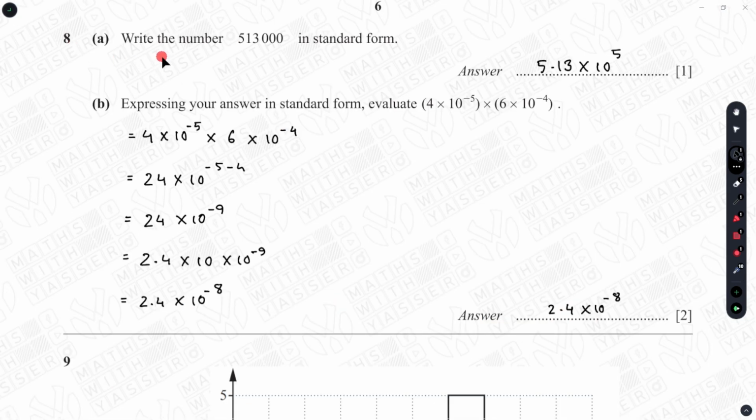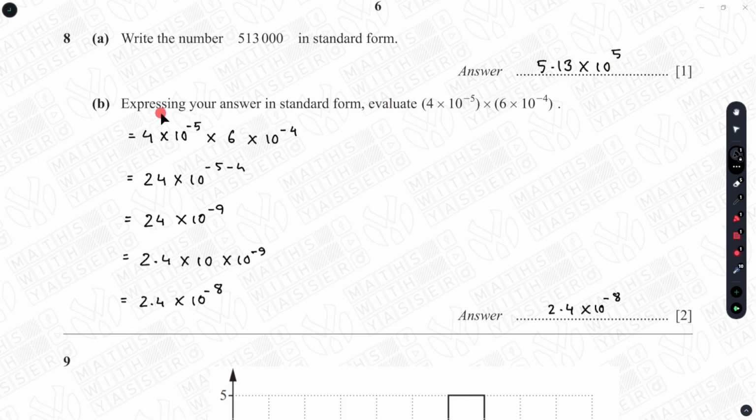Question number 8. Write the number 513000 in standard form. So for this, all we need to do is count how many values are there after the number 5. Since there are 1, 2, 3, 4, 5 values, in standard form it will be 5.13 times 10 to the power 5.